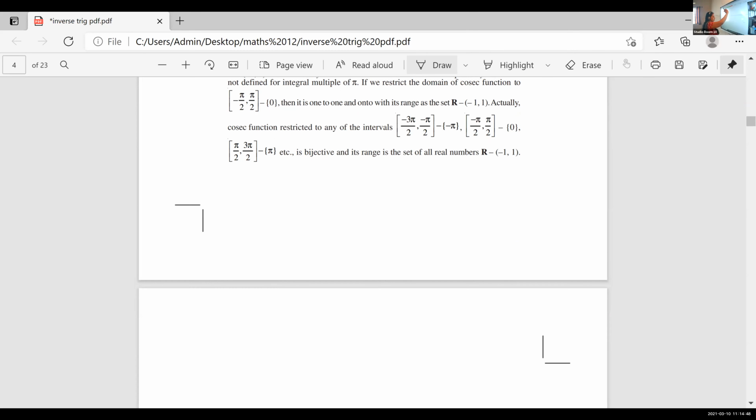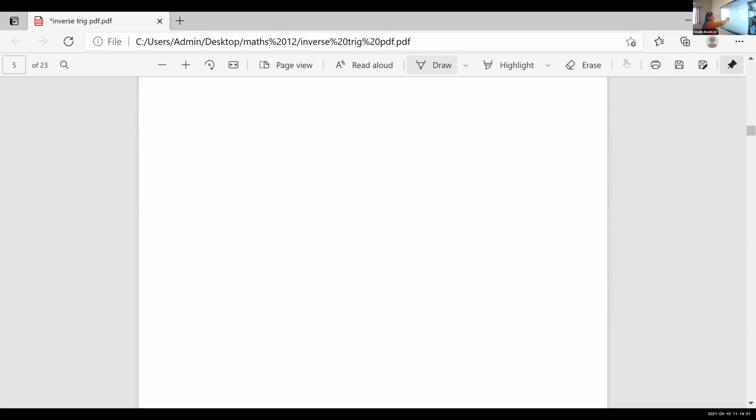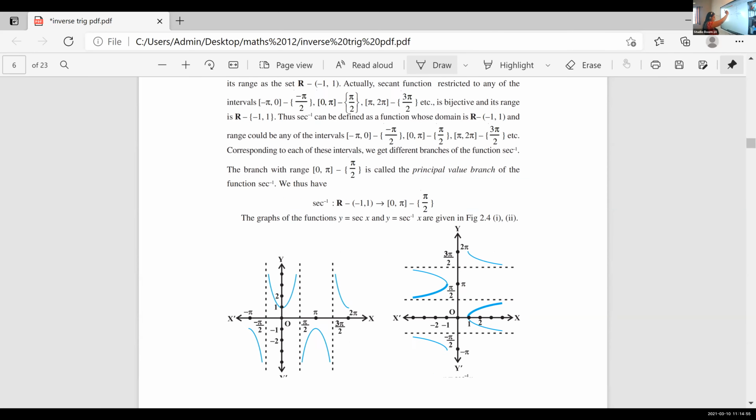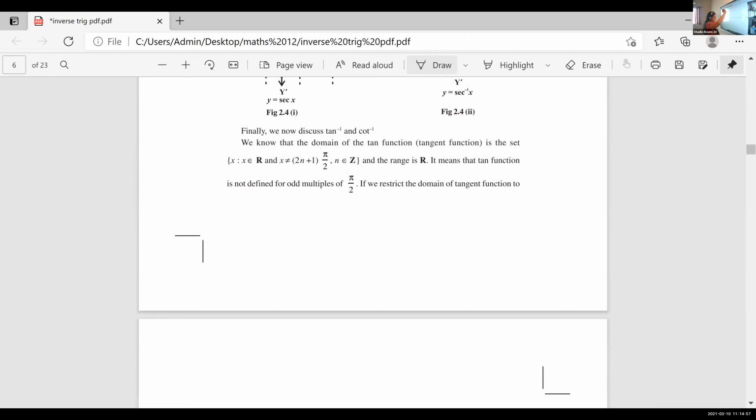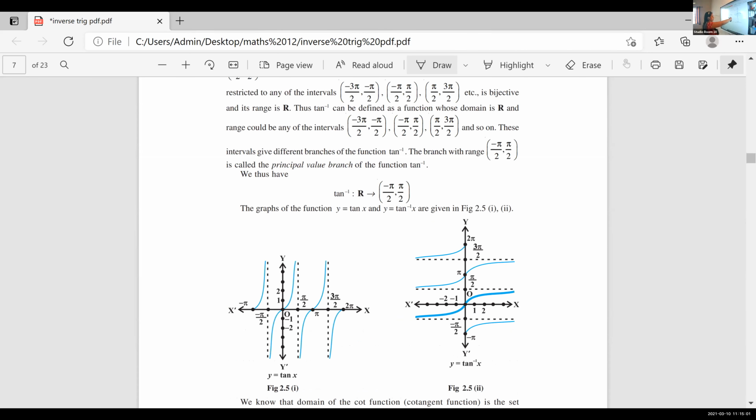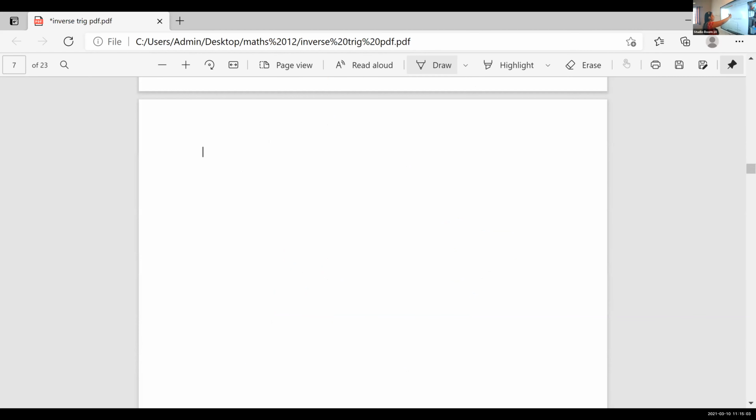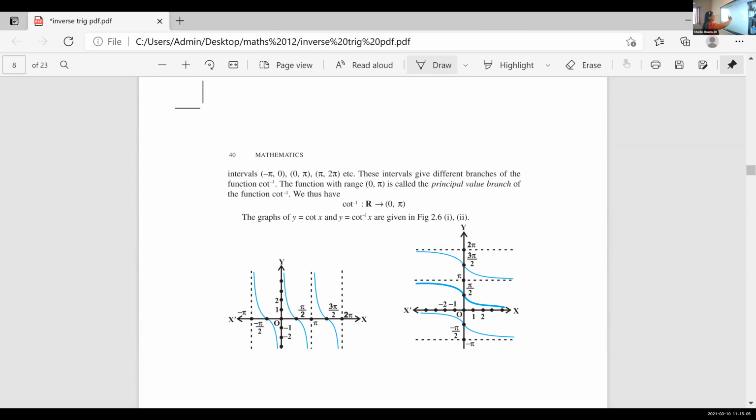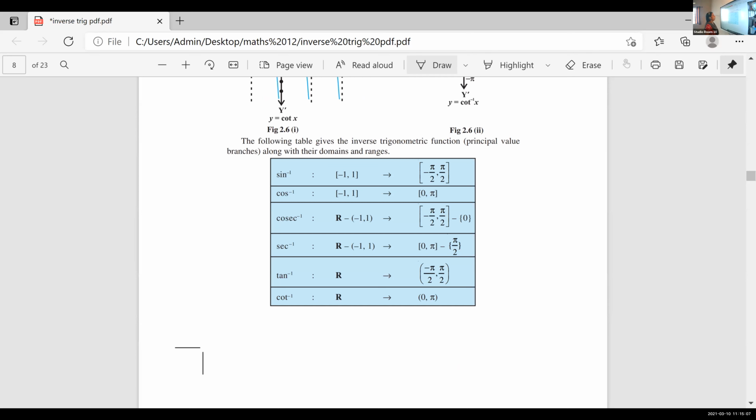Now the same way it will be defined for all the functions. It is given in the last page of your text. Take the table, draw the table in your notebook and learn this. Learn the principal value branch thoroughly.